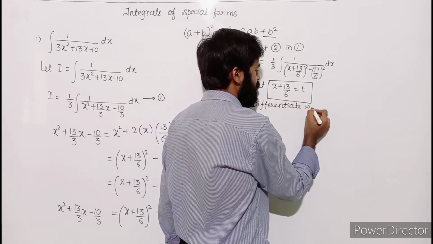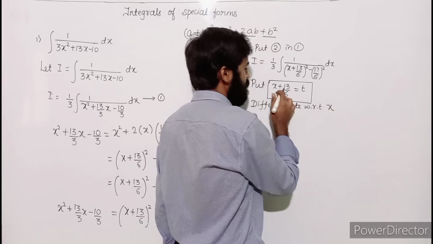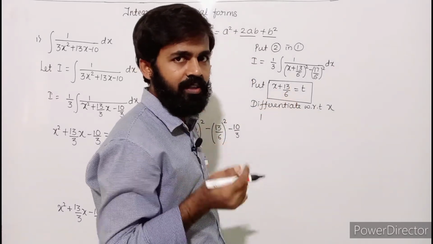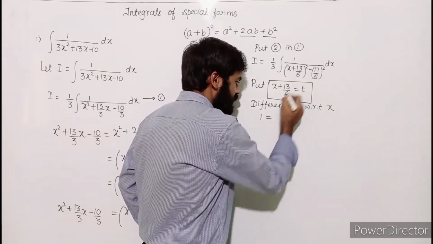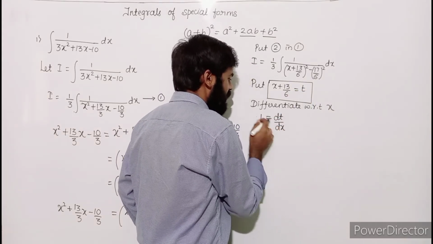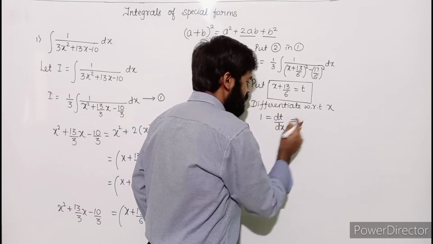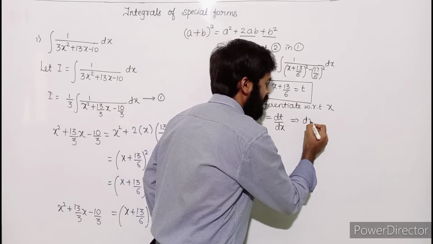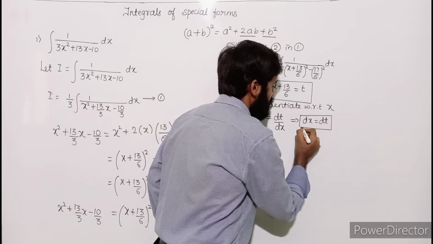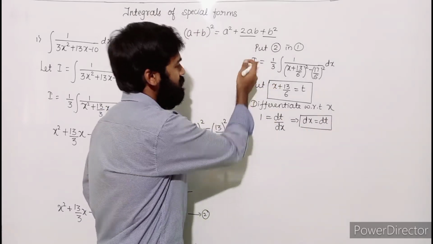Differentiate with respect to x. Differentiation of x is 1. 13 by 6 is a constant, its differentiation is 0, which equals dt by dx. Now dx into 1, so dx into 1 equals dt. So we get dx equals dt.